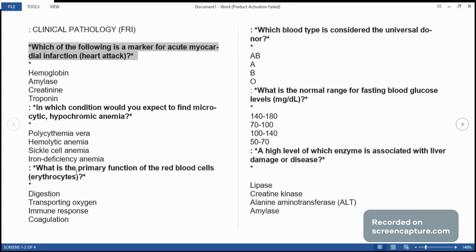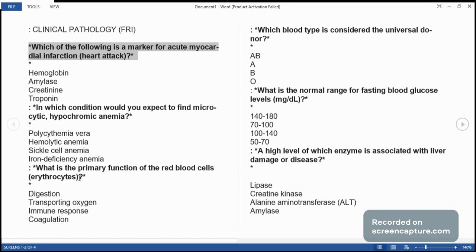Then 50 to 70 milligram per deciliter is considered hypoglycemia, low blood sugar, which can cause symptoms such as dizziness, confusion, sweating, and even loss of consciousness if severe. So, normal fasting glucose is 70 to 100 milligram, pre-diabetes is 100 to 125 milligram, diabetes is 126 and above. Therefore, the correct fasting blood glucose range is 70 to 100 milligram per dL.